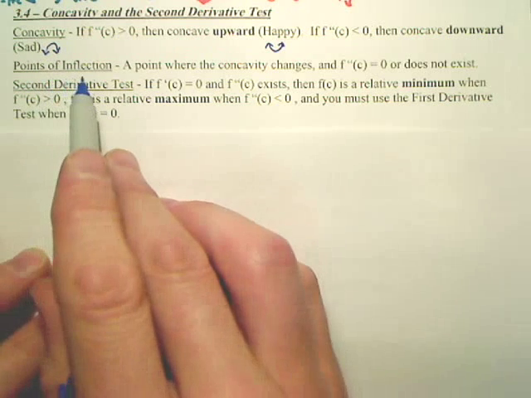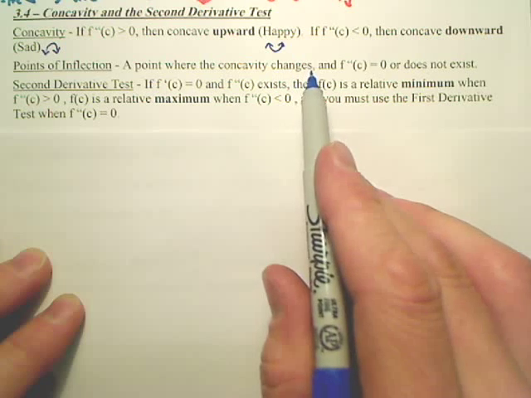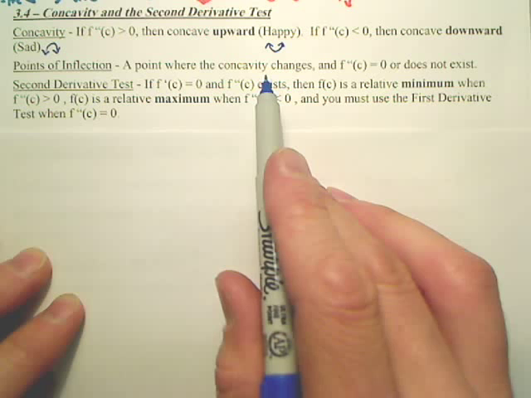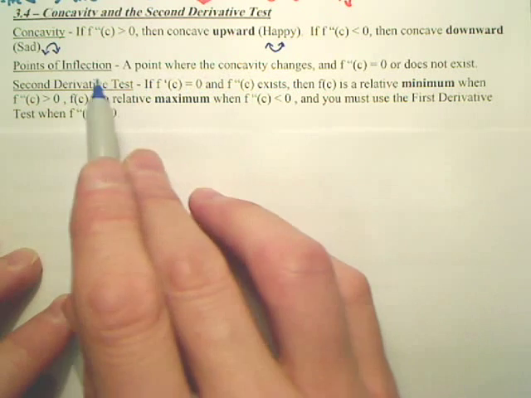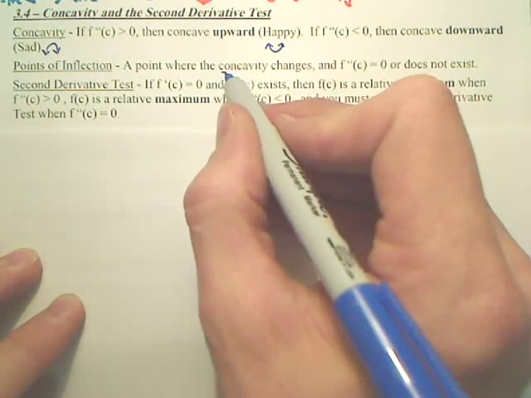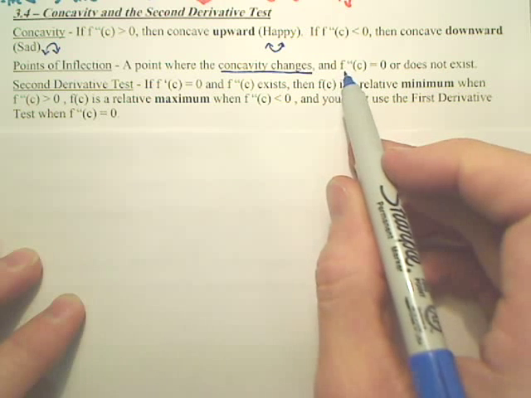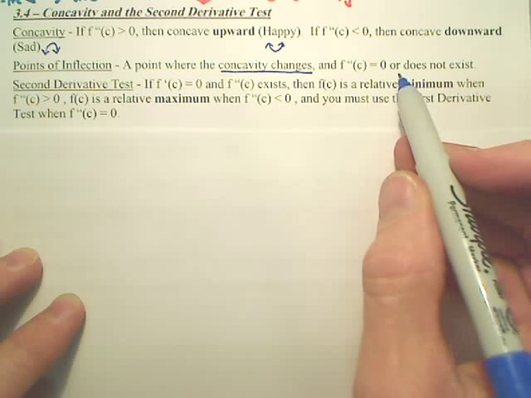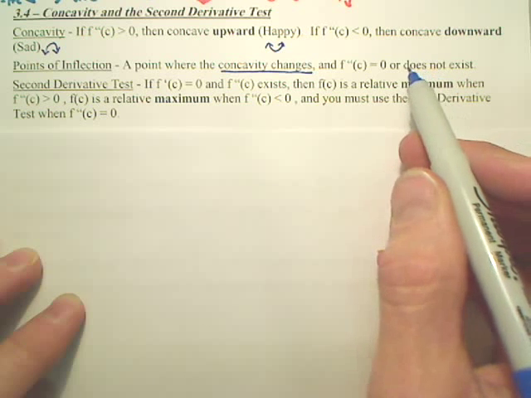Now, points of inflection are points where the concavity changes, and it doesn't matter which direction it changes: positive to negative, or negative to positive. Points of inflection are just where the concavity changes, and the second derivative equals 0 there. Okay, at points of inflection the second derivative equals 0 or does not exist. Just like critical numbers, it's kind of like the critical numbers of the second derivative.